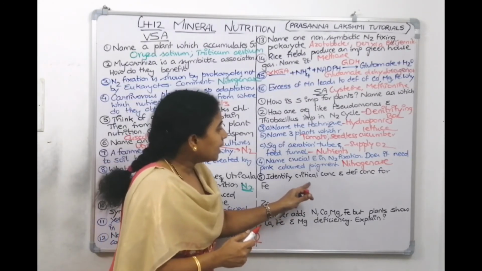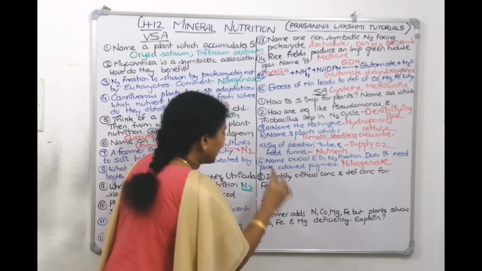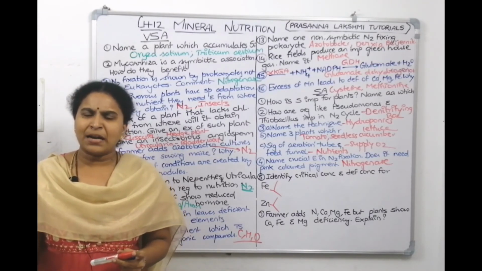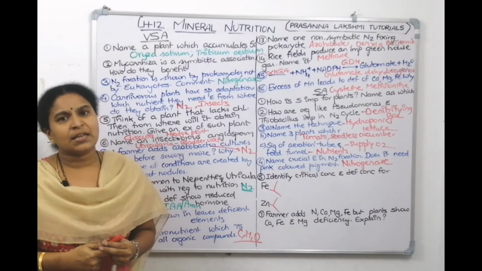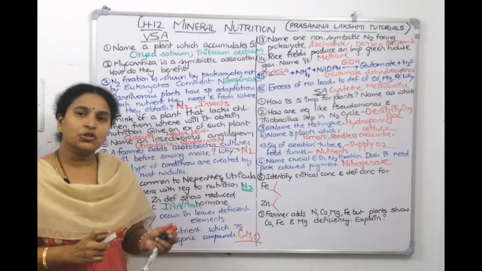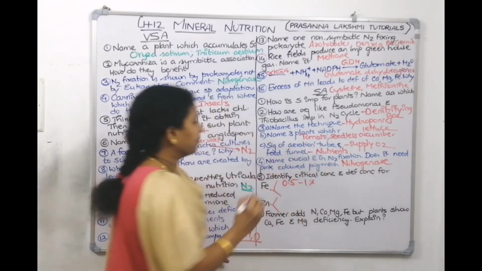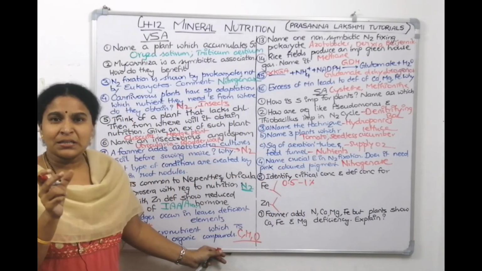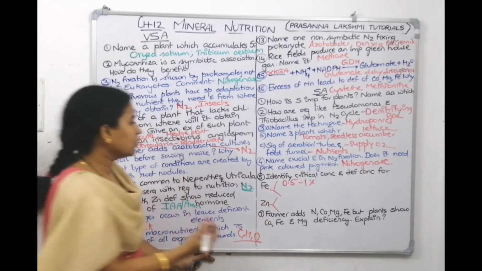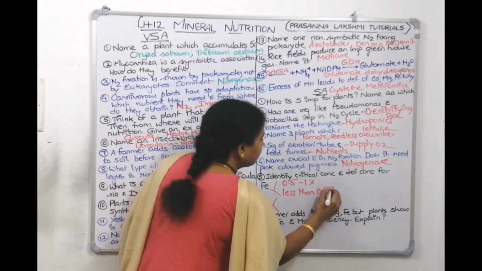Then identify the critical concentration and deficient concentration for two elements they have given. Now critical concentration is the minimum concentration below which the plant will show deficiency. So they're asking us to find out from other resources and tell what is the critical concentration of iron. It is 0.5 to 1%. So 0.5 to 1% is a critical concentration. Then what will be the deficient concentration? Lesser than 0.5 is a deficient concentration. So the deficient concentration is less than 0.5 percentage.